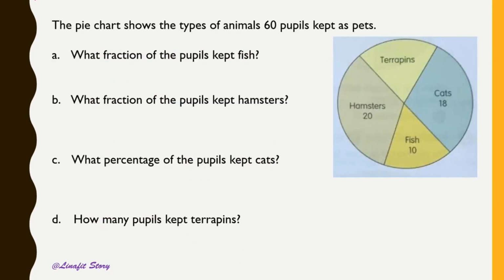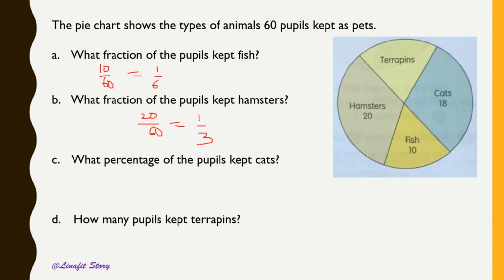The pie chart shows the types of animals 60 pupils kept as pets. Question A. What fraction of the pupils kept fish? So 10 out of the total 60 equals 1 out of 6. So 1/6 of the pupils kept fish. B. What fraction of the pupils kept hamsters? So 20 out of 60 equals 1 out of 3. So 1/3 of the pupils kept hamsters.